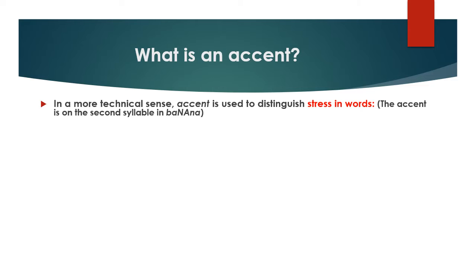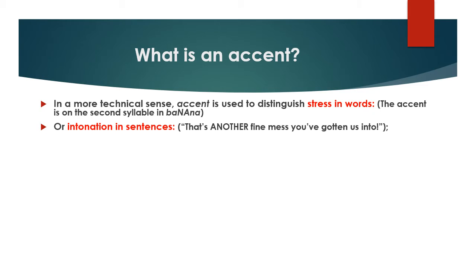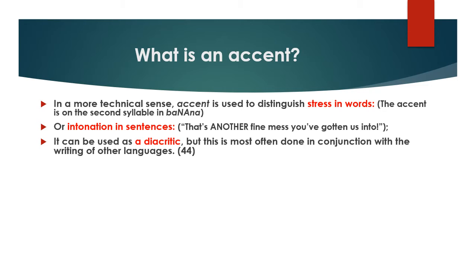What is an accent? Technically speaking, an accent is used to distinguish stress in words. Say the second syllable of the word banana is accented, means you put more stress on it, speak it louder. Then accent can also mean stress on a word in a sentence. It can also indicate a diacritic, the marks that certain words in different languages have, like Spanish.